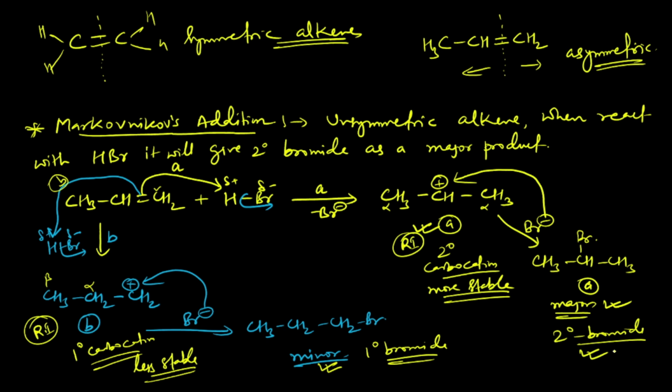Now, one more thing is that, if we are always getting this secondary bromide, what about primary? How are we going to get primary? That we discuss with the anti-Markovnikov. So in the next slide, we are seeing the anti-Markovnikov addition. Okay, anti-Markovnikov addition.